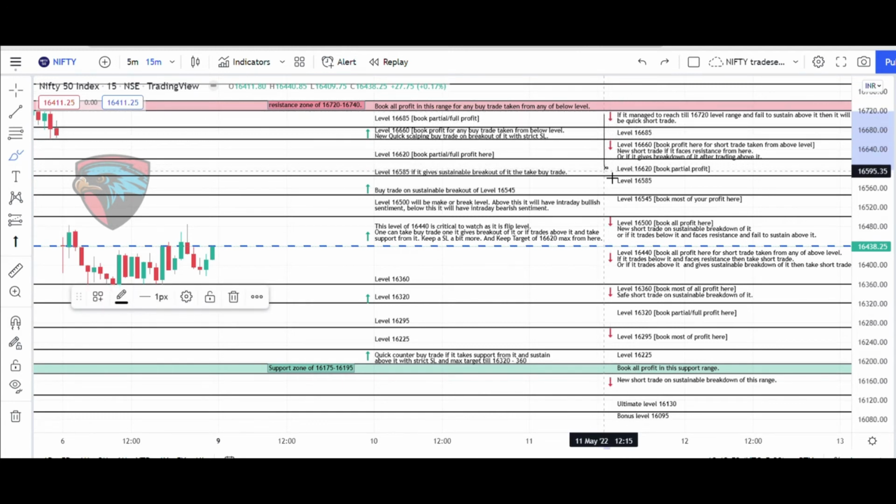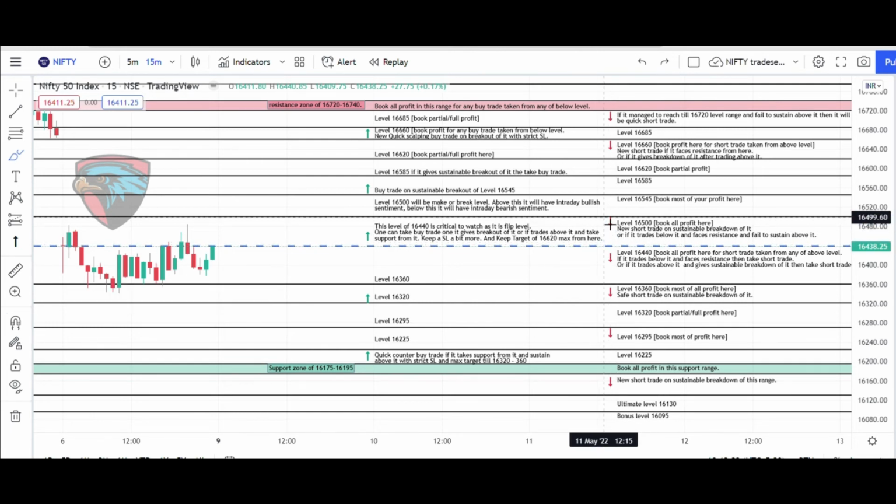Here we will book a bit of partial profit. Here we can also book a partial profit. And once it touches the 545, we will book most of the profit. And at 16,500, we will book all the profit. And we can play a small scalp trade on the breakdown of 16,500, aiming for the 440 level, because if 440 starts to work as a support, it can bounce quickly. So here we will play a quick short trade.